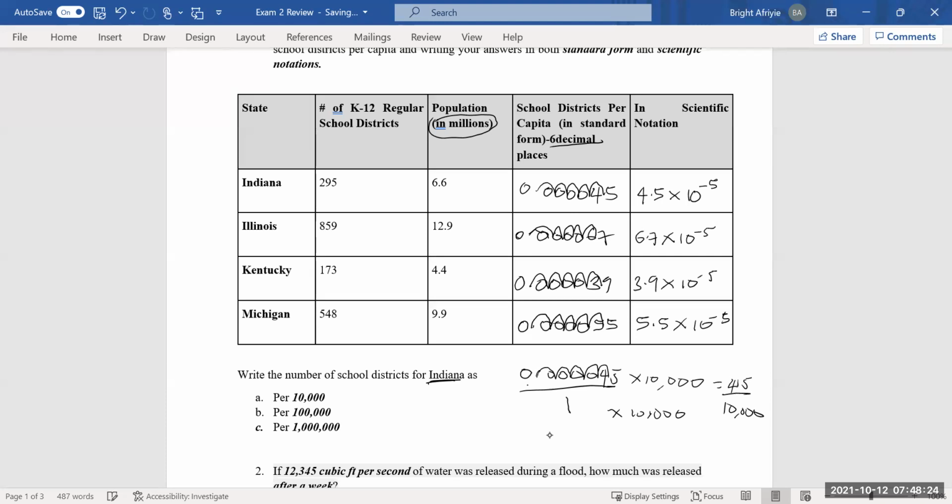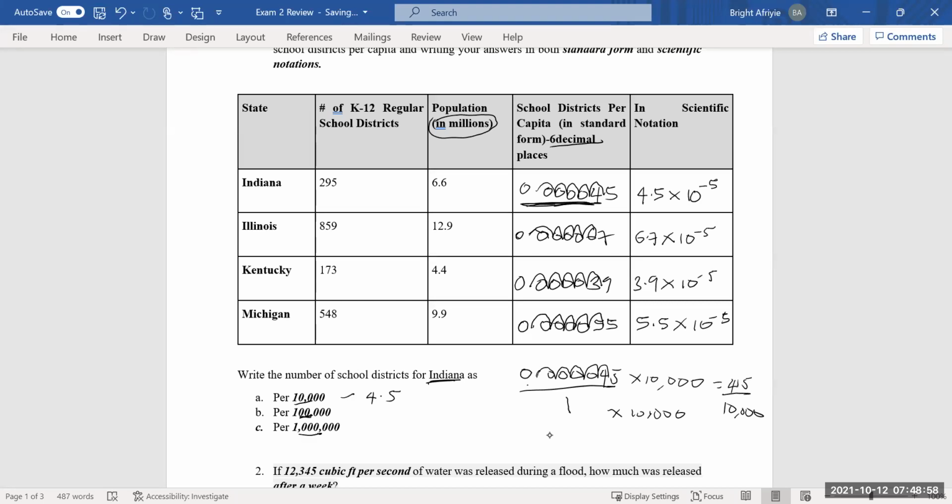So you explain that, you interpret that as there were 4.5 school districts per 10,000 people in Indiana. So this answer gives you 4.5. Okay. So that's how you interpret it. There were 4.5 school districts per 10,000 people in Indiana. So basically what you're doing, you are multiplying by these. So you take this number and then you multiply by each of these, this number, and you multiply by that.